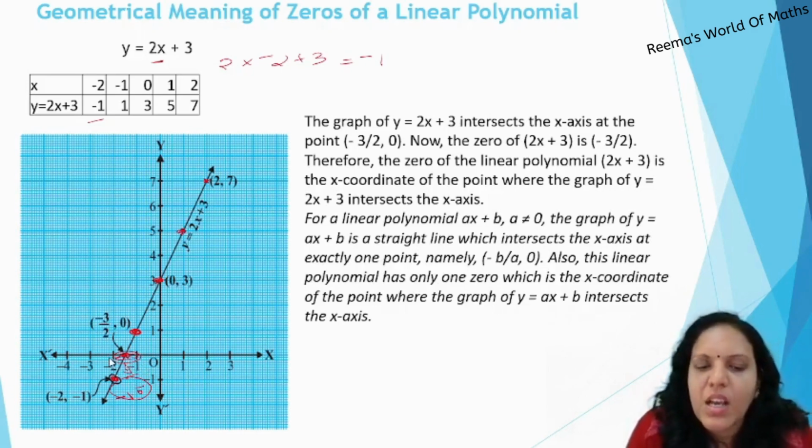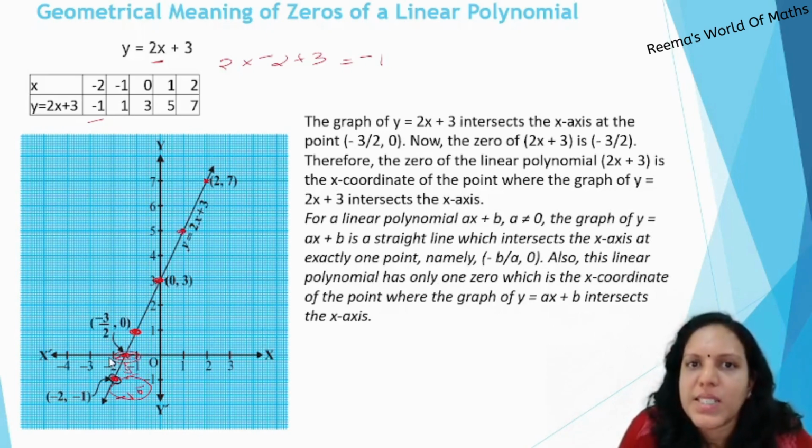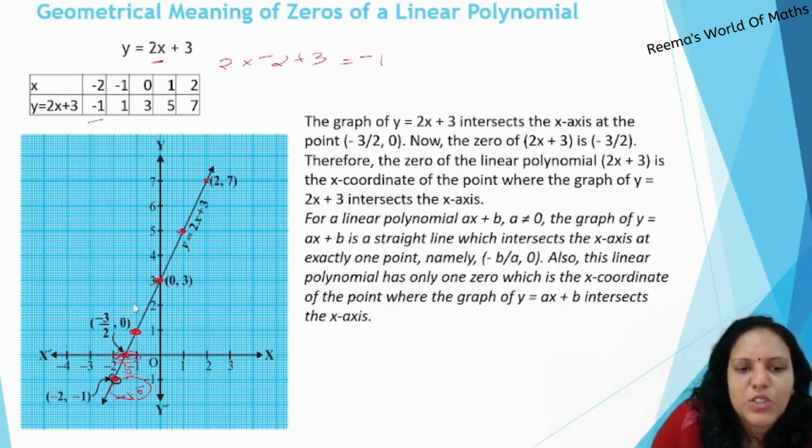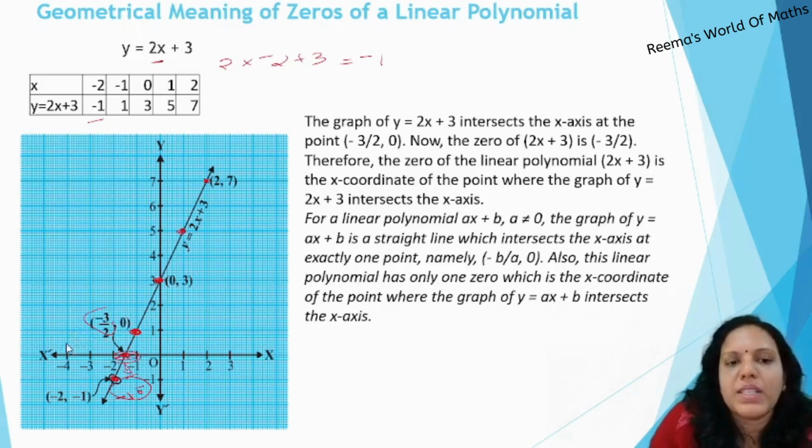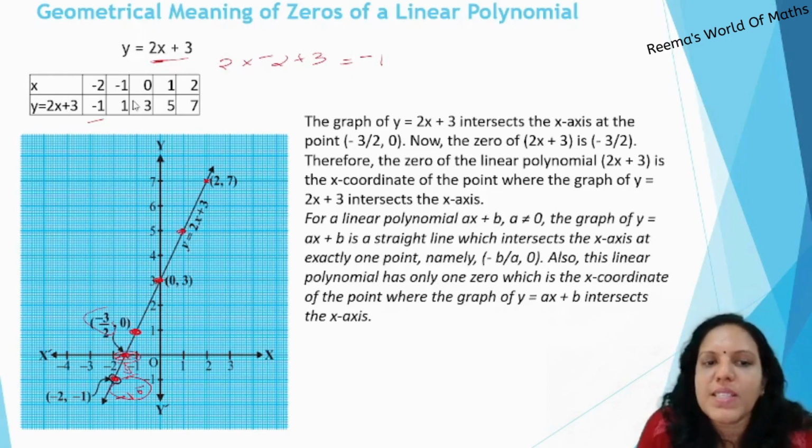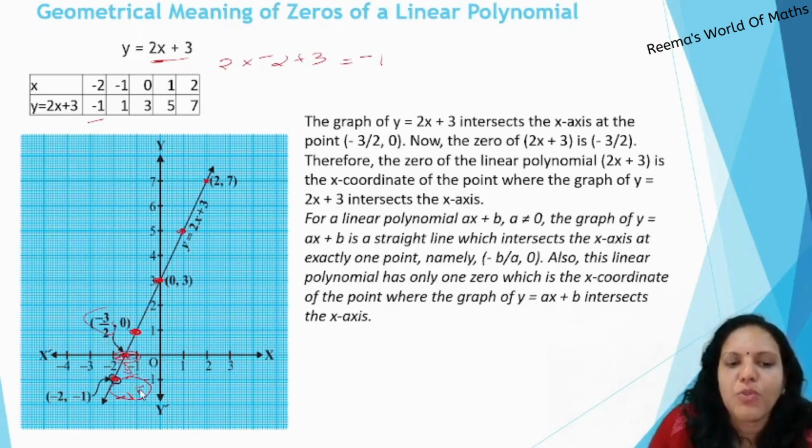So the graph of a linear polynomial cuts the x-axis at exactly one point, and that is the zero of that polynomial. So here the zero of this polynomial is minus 3 by 2. When x is equal to minus 3 by 2, this polynomial will be equal to 0. When we replace the value of x in this polynomial with minus 3 by 2, the expression turns to 0. So we can say the zero of this linear polynomial is minus 3 by 2, and minus 3 by 2 is the fractional form of minus 1.5.